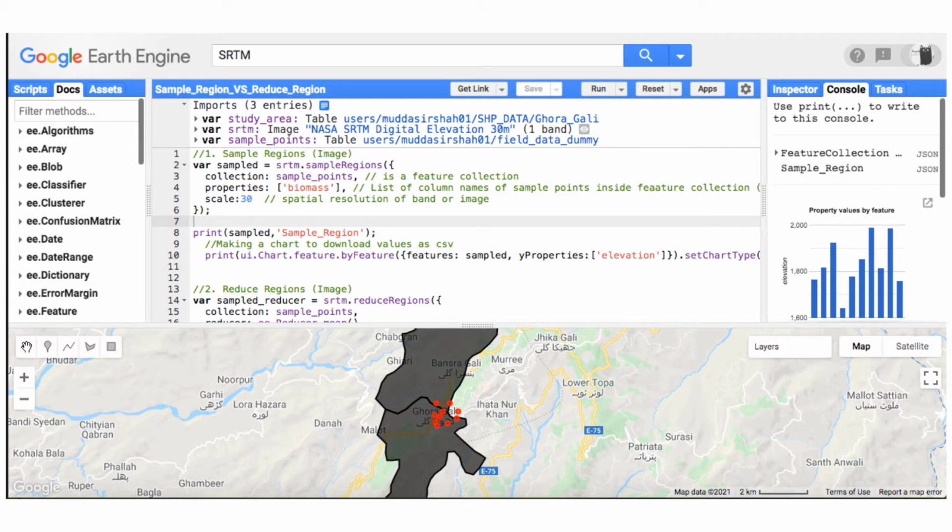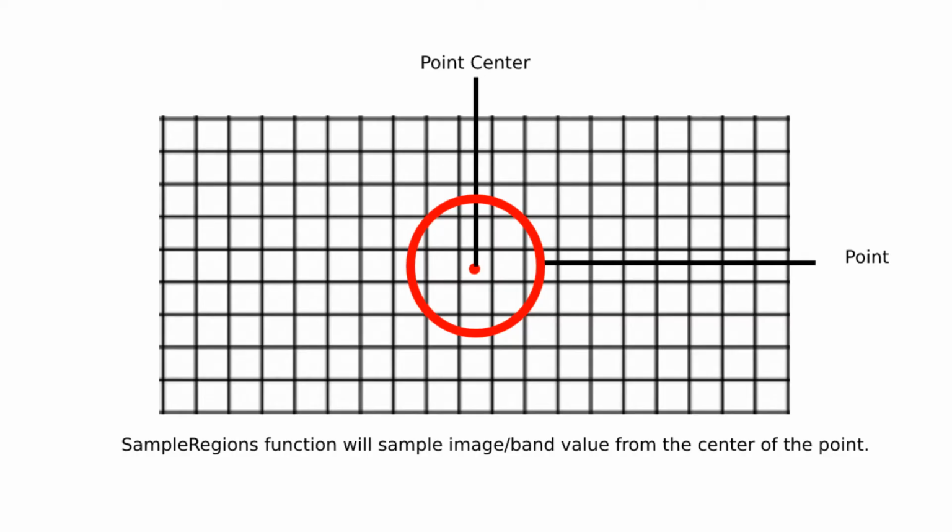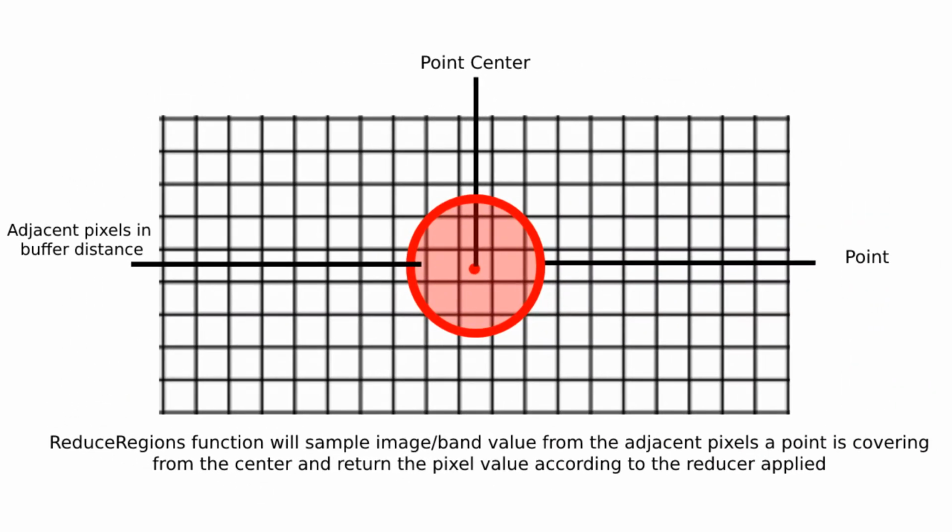Let me elaborate. Suppose we want to extract just the pixel value of points. I will use the sampleRegions function. This function will sample band value from the center of each point. But now suppose you have some points that are buffered having some radius of, let's say, 10 meters. The buffer distance will cover some adjacent pixels on the image. In this case, image reducer will help us.